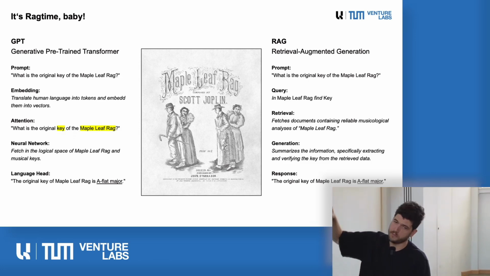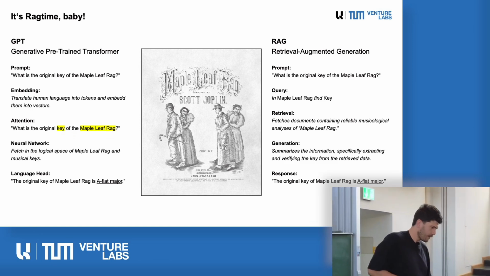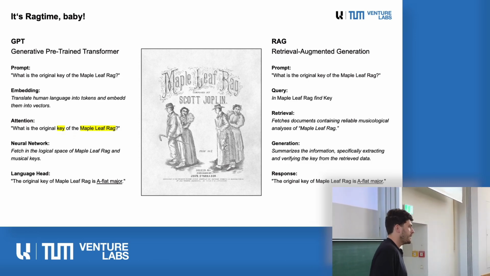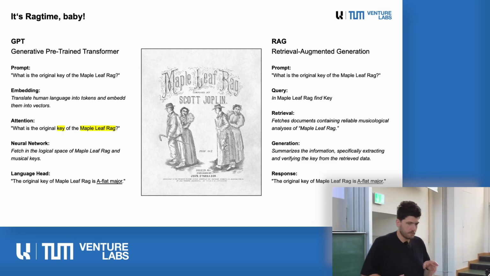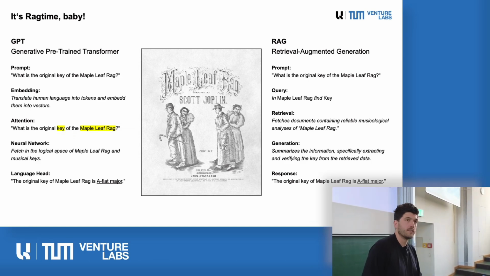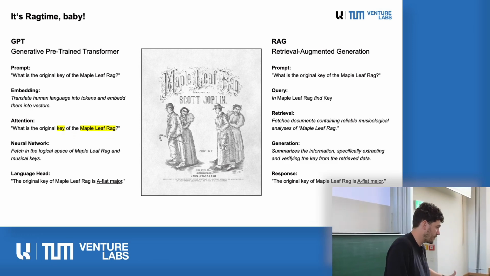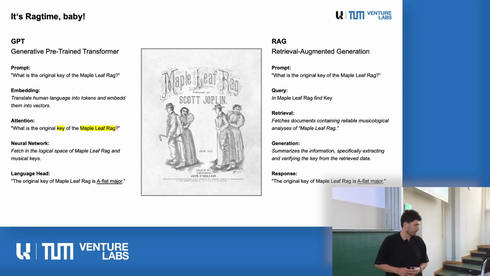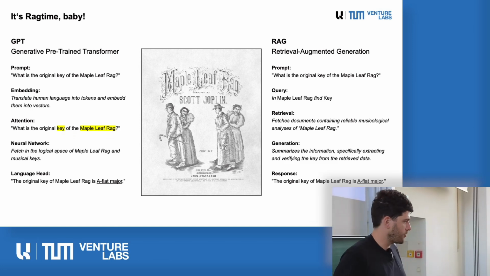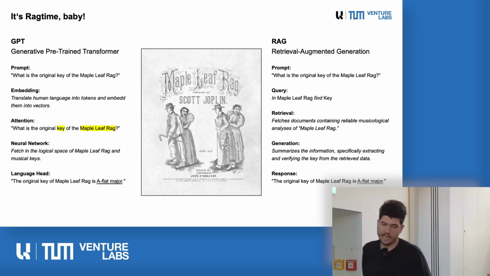So it tries to retrieve from all the knowledge it has on the Maple Leaf Rag and tries to find the key. So it's not going in a general multi-billion space of embeddings, but it goes to a retrieval and wants to basically go to a library, pick out the right book and look at the right information. So it's not trying to build me something in the style of the Maple Leaf Rag where you need so much information, but you just need one piece of information. And from that it fetches all the information on the Maple Leaf Rag and generates the right answer and says, okay, the original key of the Maple Leaf Rag is A flat major.